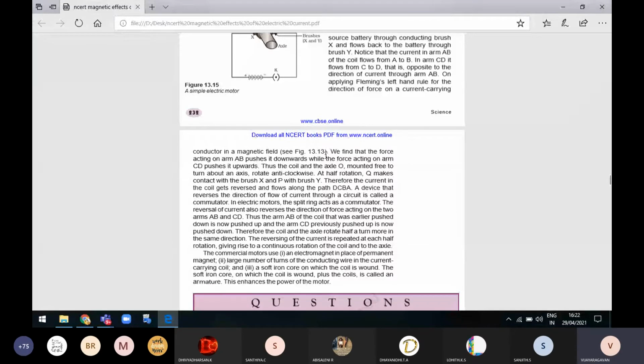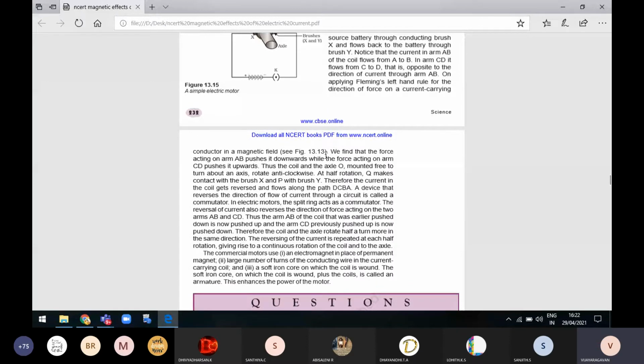So when the current reverses, the current in the coil also changes direction. Okay? So it keeps changing like this. That is, the arm AB of the coil that was earlier pushed down is now pushed up, and arm CD that was pushed up is now pushed down. Therefore the coil and the axle rotate half a turn more in the same direction.